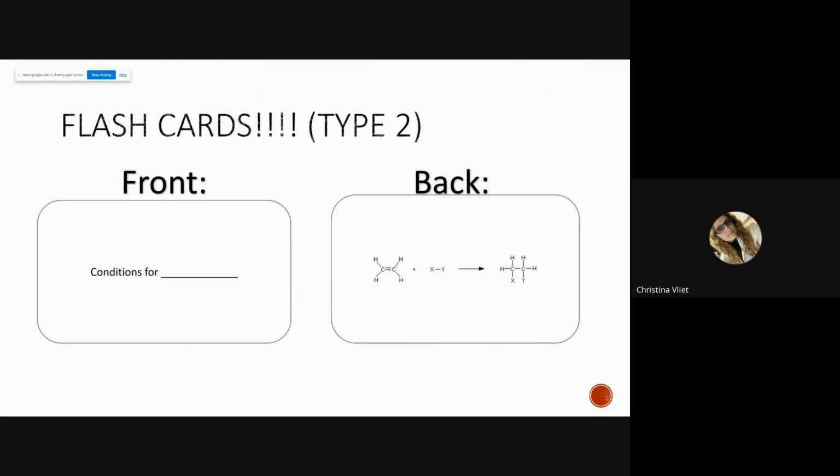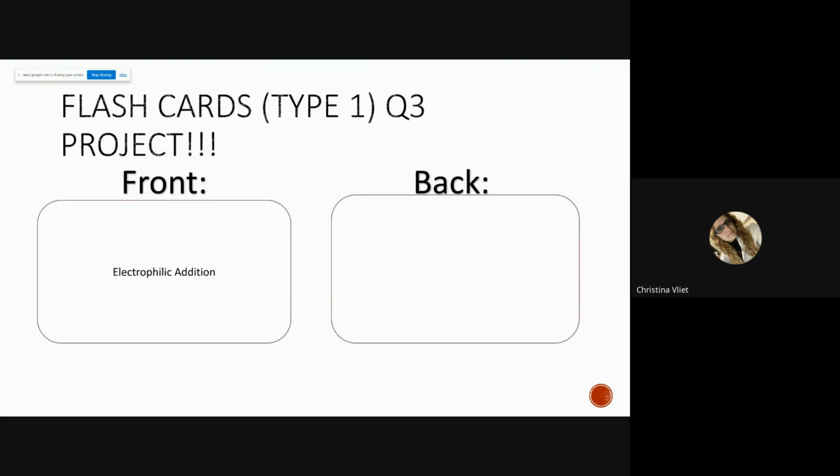But let's go back, see if you can make your first flashcard. Electrophilic addition. On the back should be the general style of reaction. We know that we're adding to a double bond, right? So you write on the front of your flashcard, electrophilic addition, and you write on the back what's happening. This is just using a random example, right? And you'll notice that there were two options. They gave you X dash Y or X dash X.